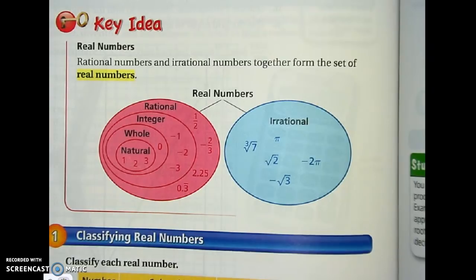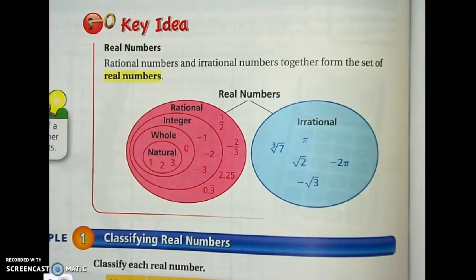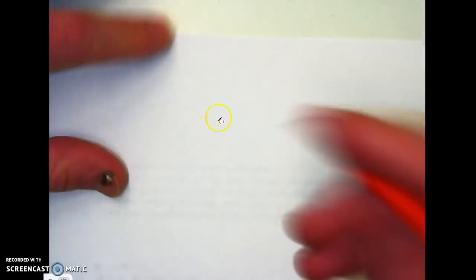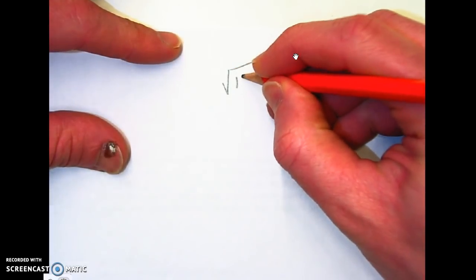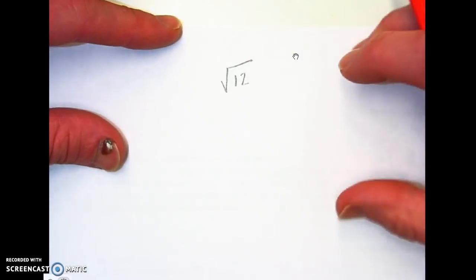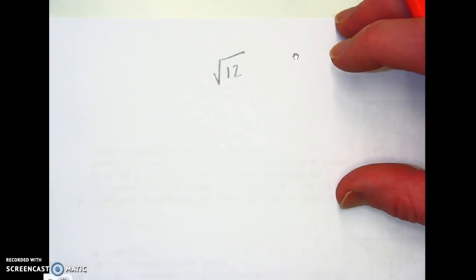So let's look at estimating a square root. I'm going to create a number line here real quick and go over a couple of examples of how I would estimate a square root. If I was asked to estimate the square root of 12, what I would do is create a number line and think about what it falls between.